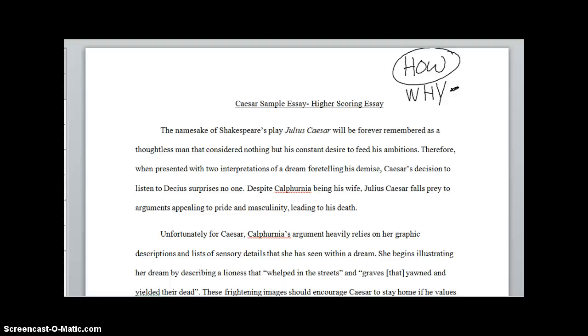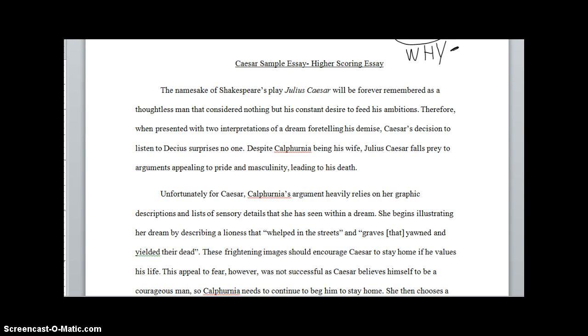Before we take a look at that, let's take a look at the introduction here. So, beginning. The namesake of Shakespeare's play Julius Caesar will forever be remembered as a thoughtless man that considered nothing but his constant desire to feed his ambitions. So, you'll notice what the student first did is think, oh hey, I've read this before. I read this play in 10th grade, and I remember that Julius Caesar died. Spoiler alert, that he died because he's an ambitious turd Ferguson who wanted nothing but more power and everyone to love him. That's why he died.